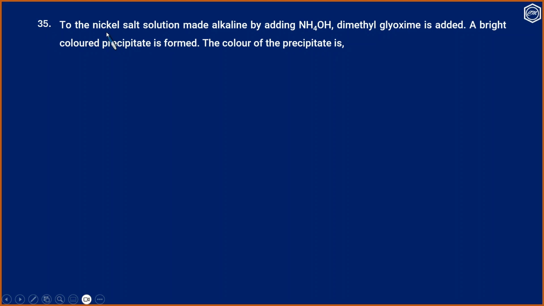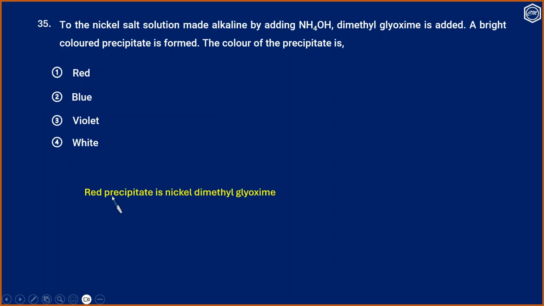Question 35. To the nickel salt solution which is made alkaline by adding NH4OH, dimethyl glyoxime is added. A bright colored precipitate is formed. The color of the precipitate is 1. red, 2. blue, 3. violet, 4. white. And we know the red precipitate is due to nickel dimethyl glyoxime. So answer option 1 is correct.